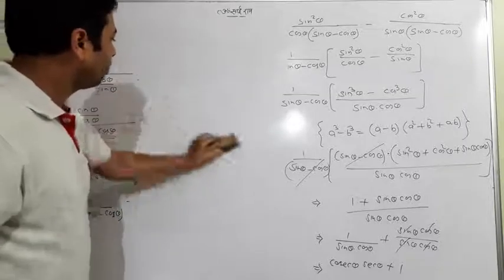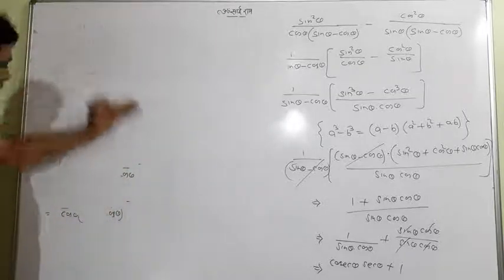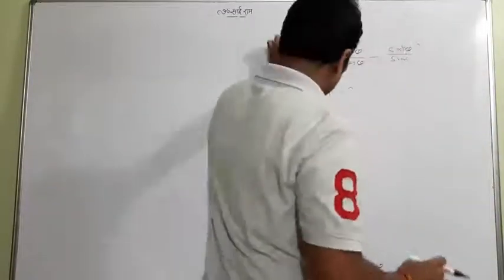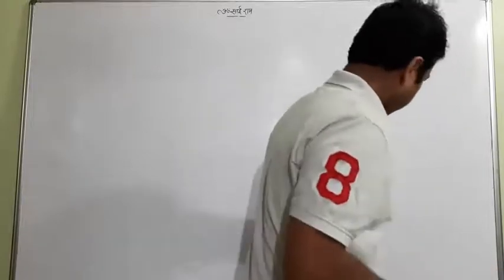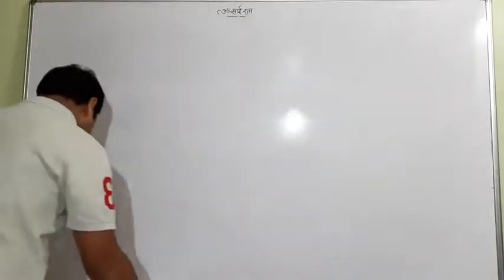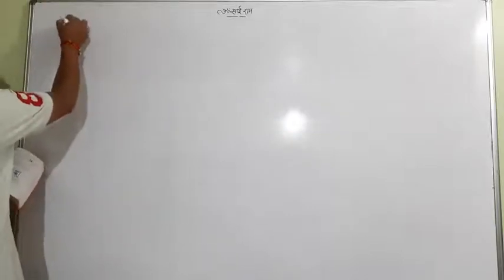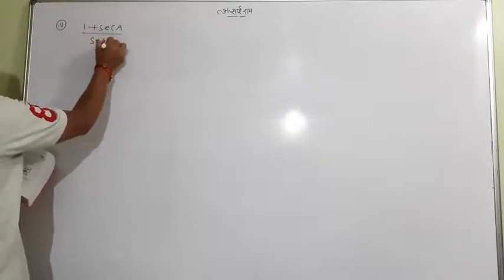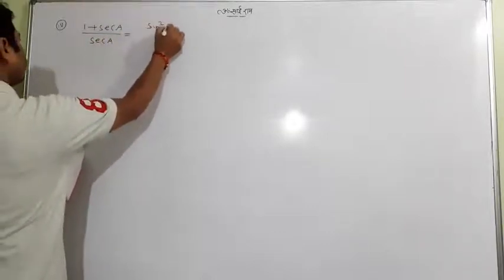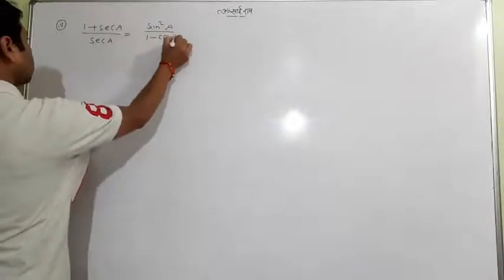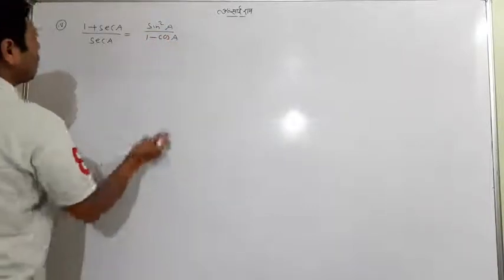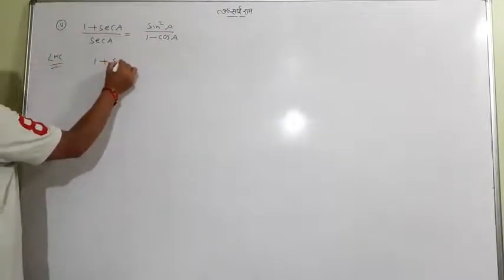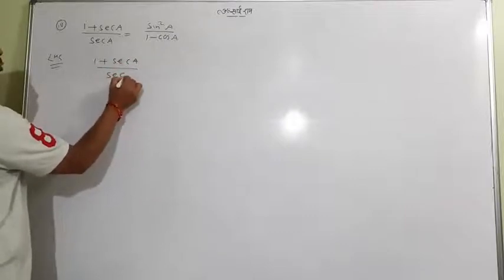Now we'll go on to some extra questions. Some other question we will try. Let me rub all. Question number 6. 1 plus sec a upon sec a is equal to sin square a upon 1 minus cos a. This is the question. So definitely we always take the LHS. So we start with the LHS, 1 plus sec a upon sec a. Very simple question this is.